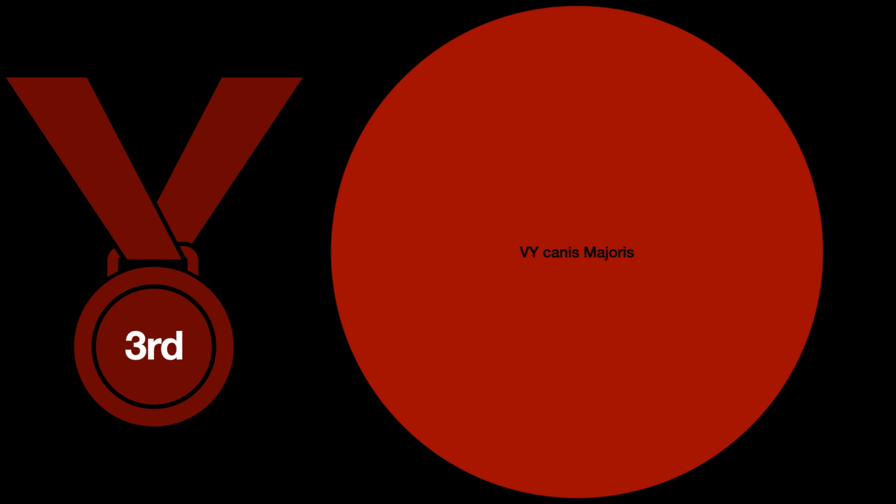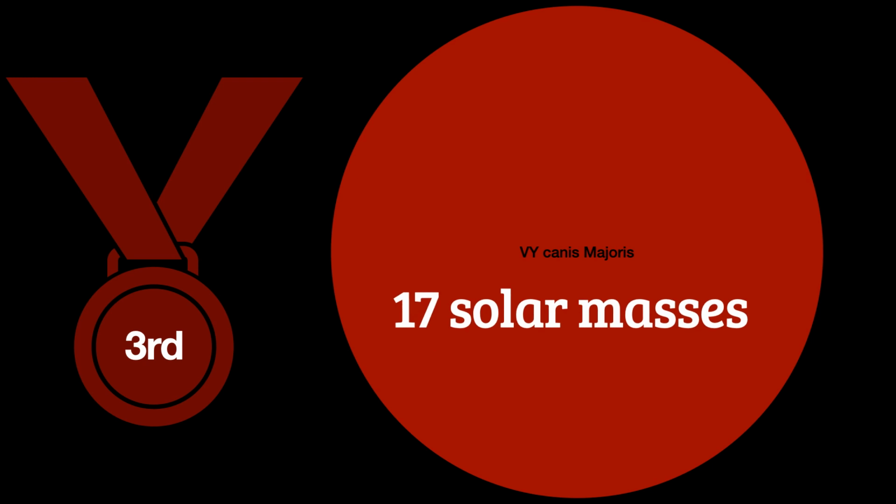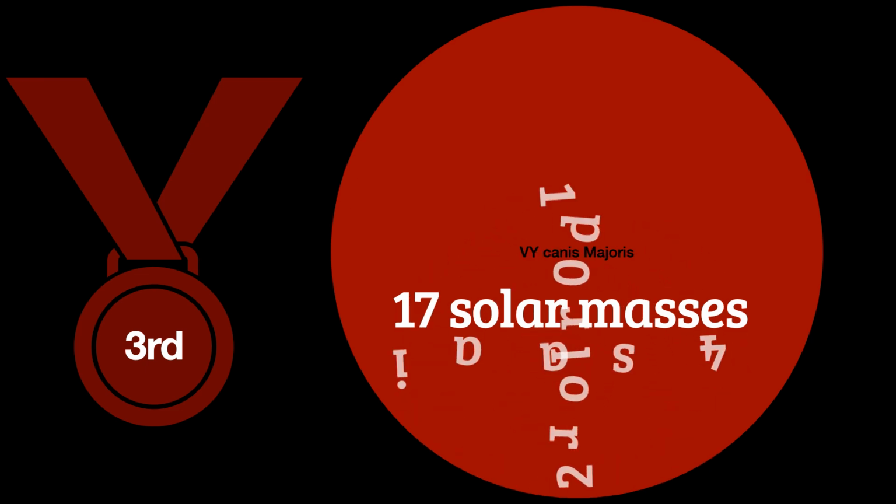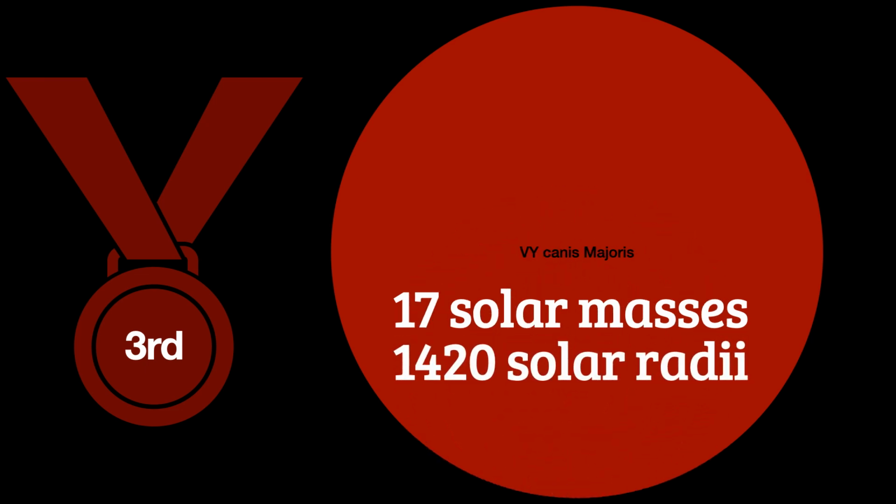Okay, so in third place is VY Canis Majoris. Now, this star is about 17 solar masses, which isn't that much actually, compared to Rho Cassiopeiae, which is about 40 solar masses. Sorry about that. But it is about 1,420 times the radius of the Sun, to be exact.